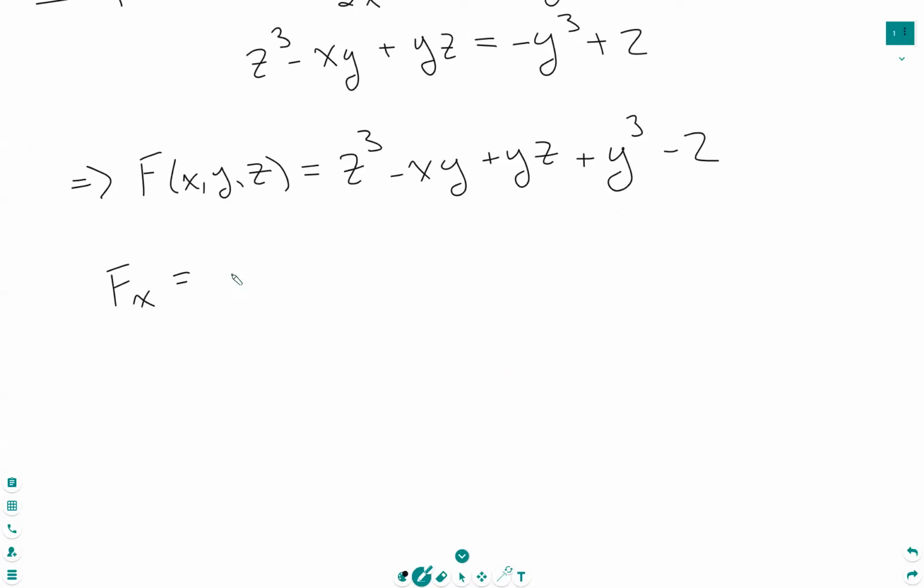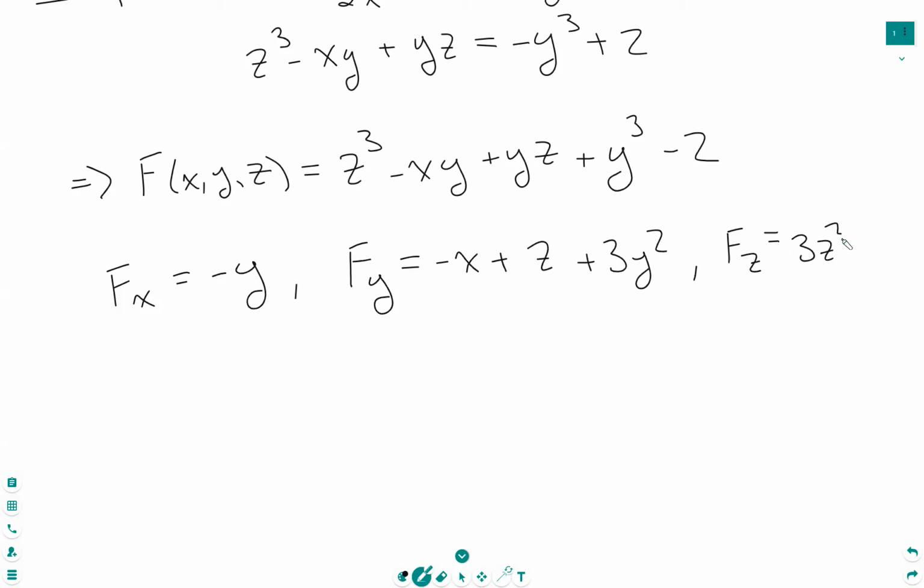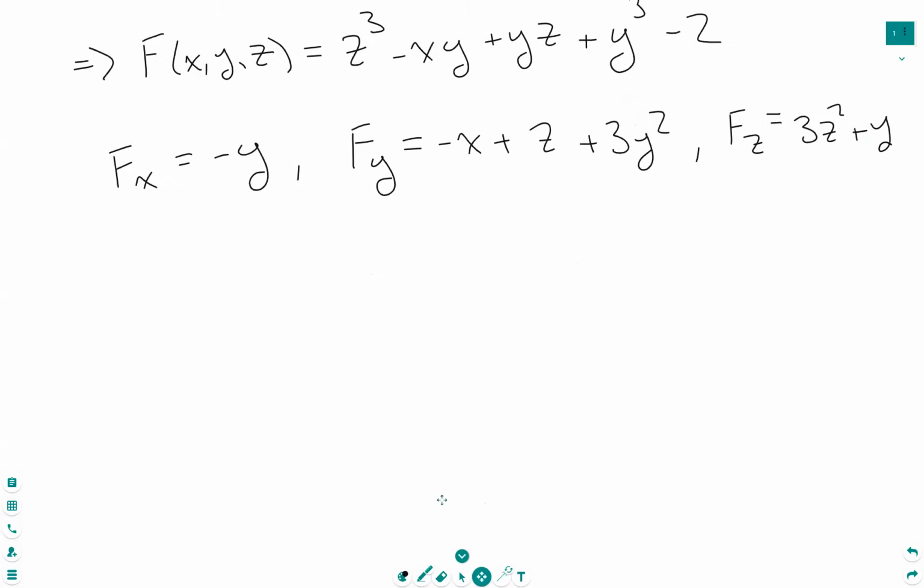So Fx, if I go through, I have only this one x here, so this gives me a negative y. I have an Fy, which will be a negative x plus z plus 3y squared. And then for Fz, I go through, I have a term here, which will give me a 3z squared. And then I have a z here, which will give me plus y. So after finding those three, all I need to do is just plug them in.